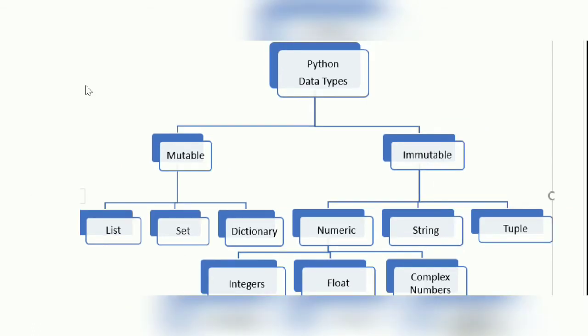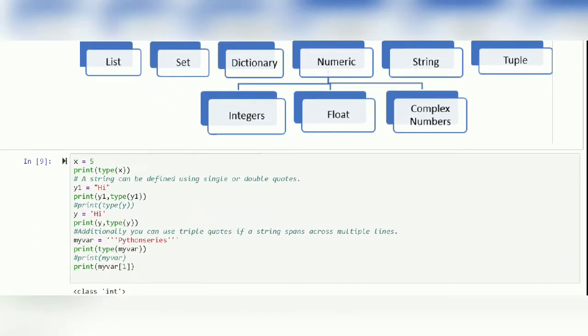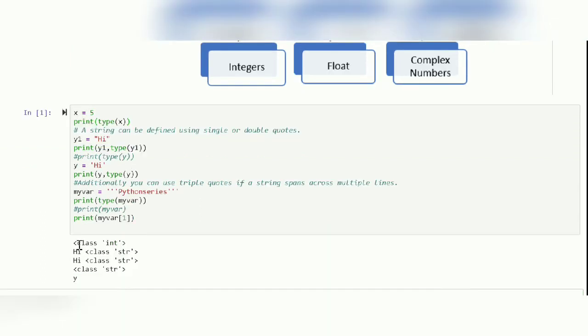So let's have a look at these data types through a practical example. I am using Jupyter Notebooks, and if you notice at this cell, I have created a variable x with a value of 5 and another variable y1 with a value of high, and so on. Now, in order to know the data type of any variable, all you need to do is use this type keyword, and I am just printing the type of this variable. If I run this cell, you will see that this belongs to an integer class, or in simpler terms, we can say that this variable x is an integer.